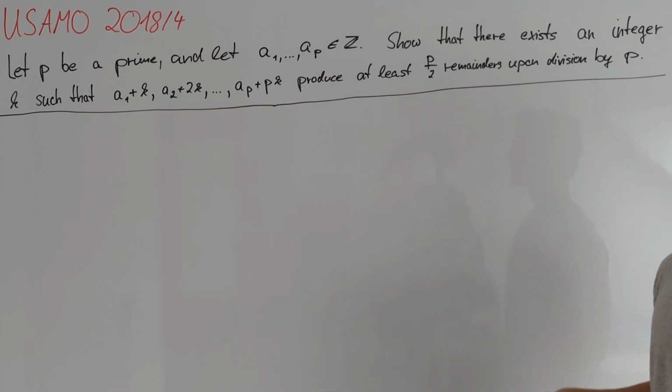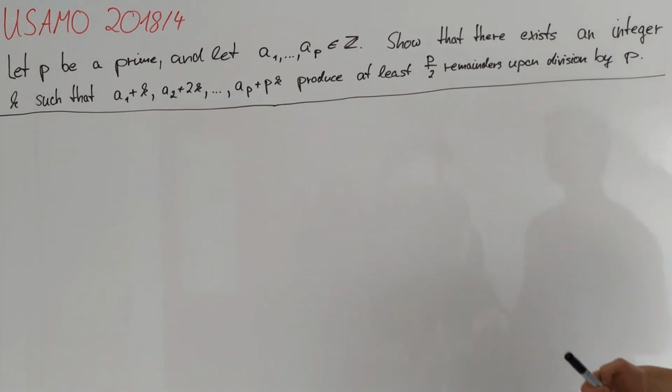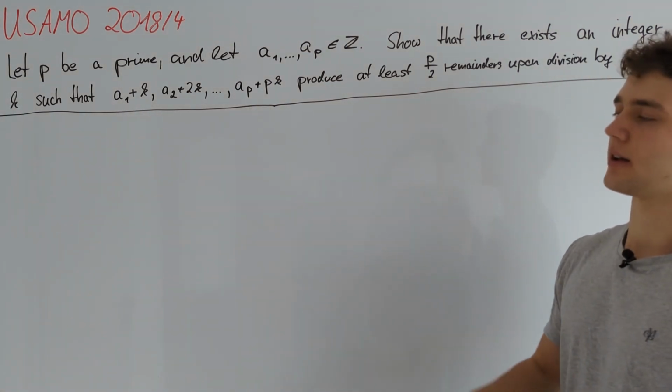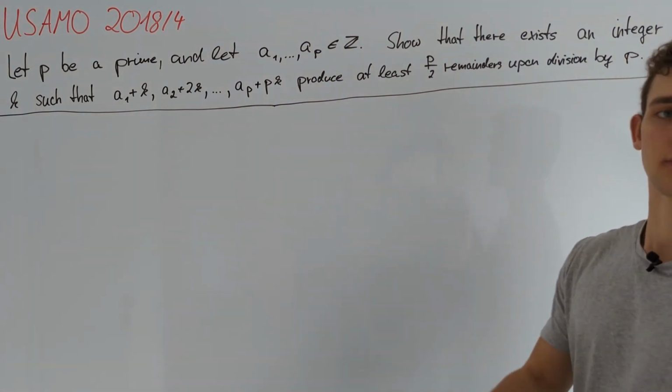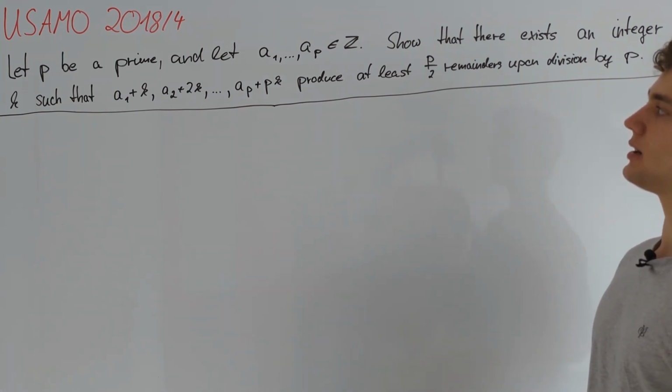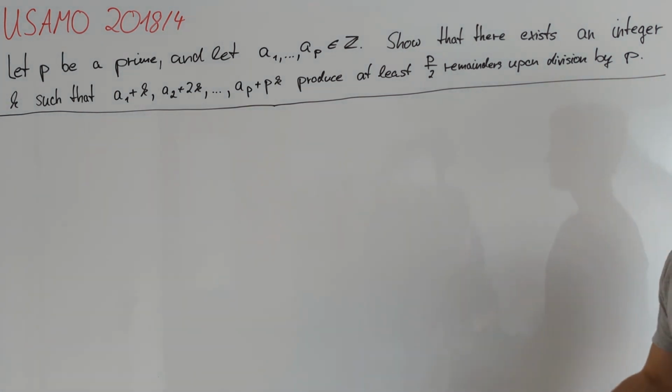We are given a prime p and p integers a1 up to ap. We are asked to show that there exists an integer k such that the numbers a1 plus k, a2 plus 2k, and so on up to ap plus p times k produce at least p over 2 distinct remainders upon division by p.